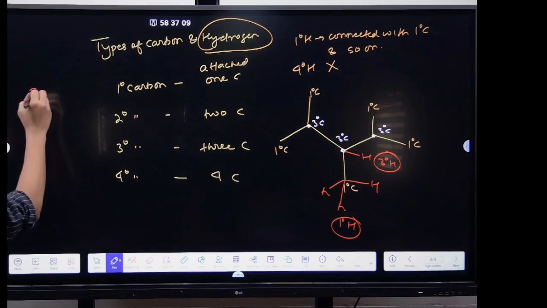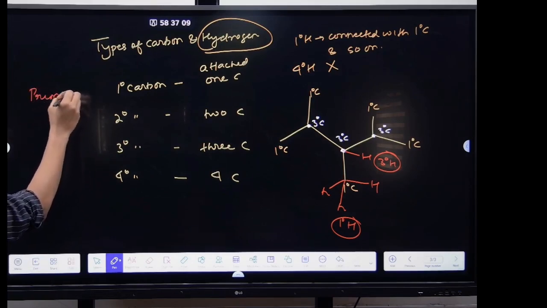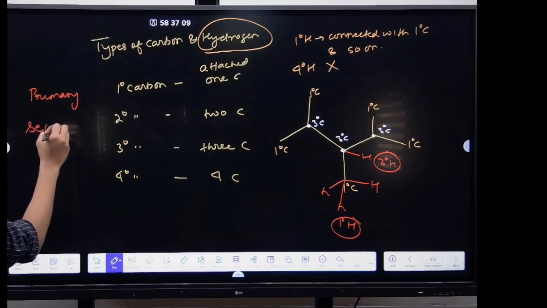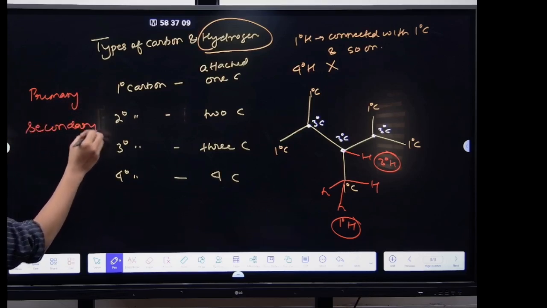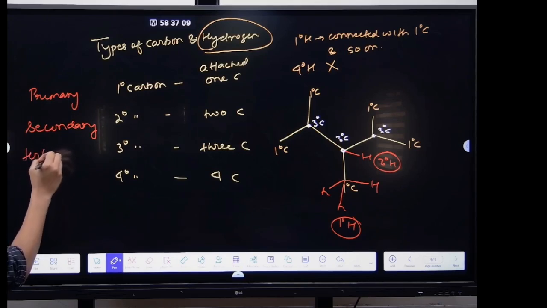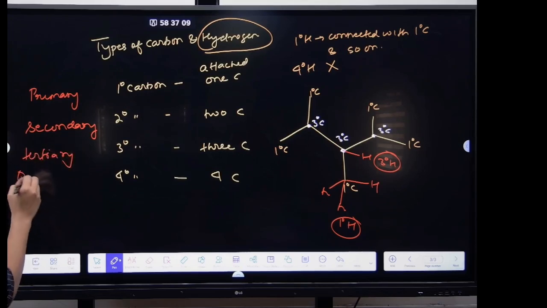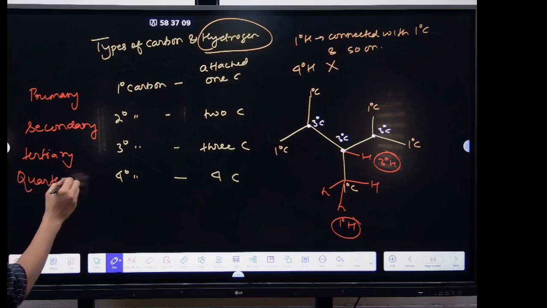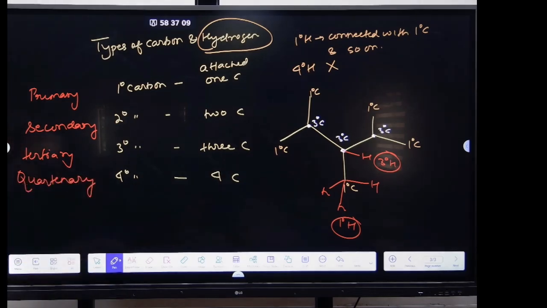This is known as the primary one. This is known as the secondary one. This is known as the tertiary one, and last one is known as the quaternary one. Got it? Any problem?